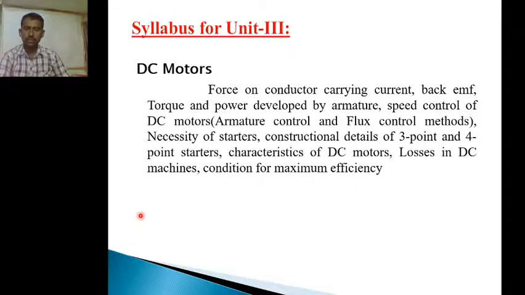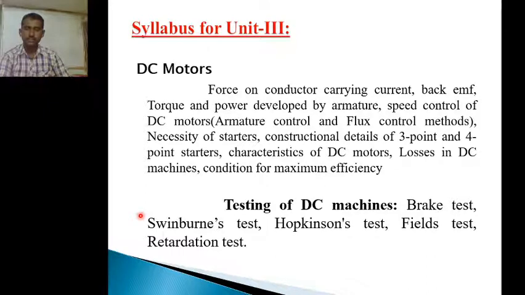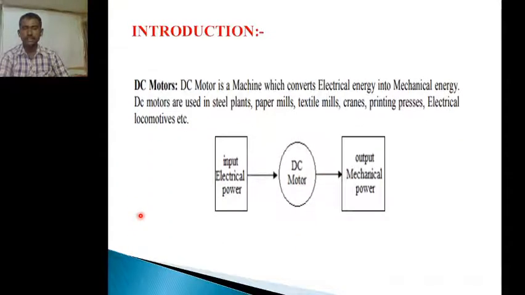Under this, we go for the 5 tests: brake test, Swinburne's test, Hopkinson test, field test, and retardation test. Coming to the introduction of our DC machines, a DC motor is a machine which converts electrical energy into mechanical energy, and this can be used for many applications in steel plants, paper mills, textile mills, cranes, printing presses, electrical locomotives, etc.